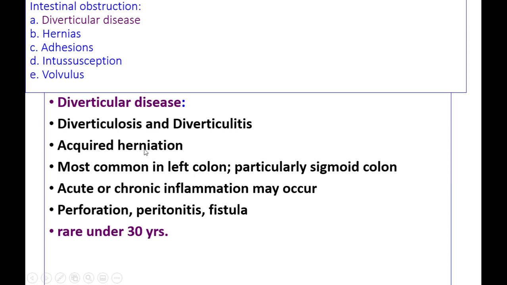It is an acquired herniation, most commonly seen in patients with a low fiber diet and high red meat diet, and this is due to increase in intraluminal colonic pressure. The most common site is the left colon, especially the sigmoid colon. It can be associated with chronic or acute inflammation, or it can be asymptomatic. Complications include perforation of the diverticulum with associated peritonitis, and ruptured diverticulitis with fistula to another bowel loop. It is a disease of the adult age group.